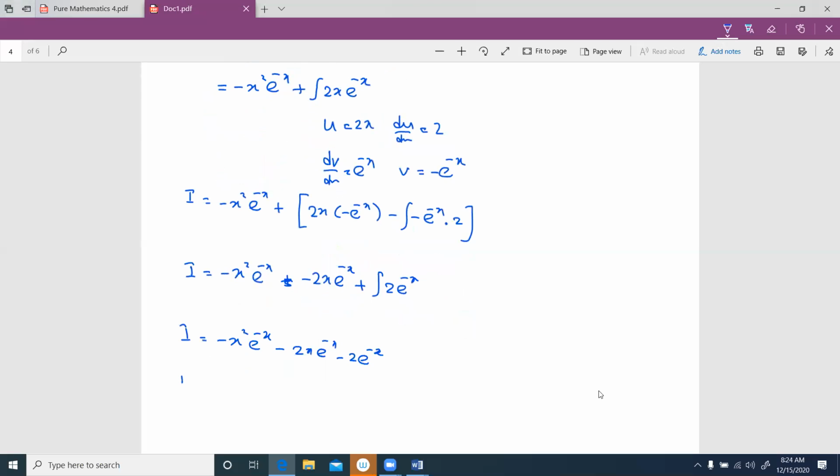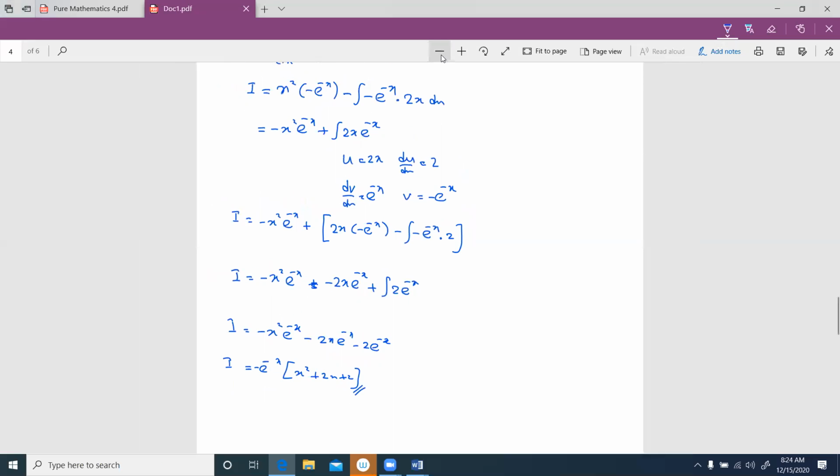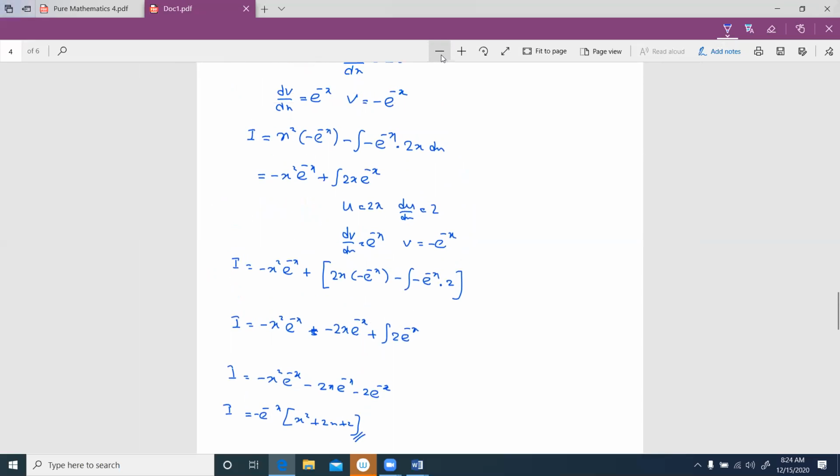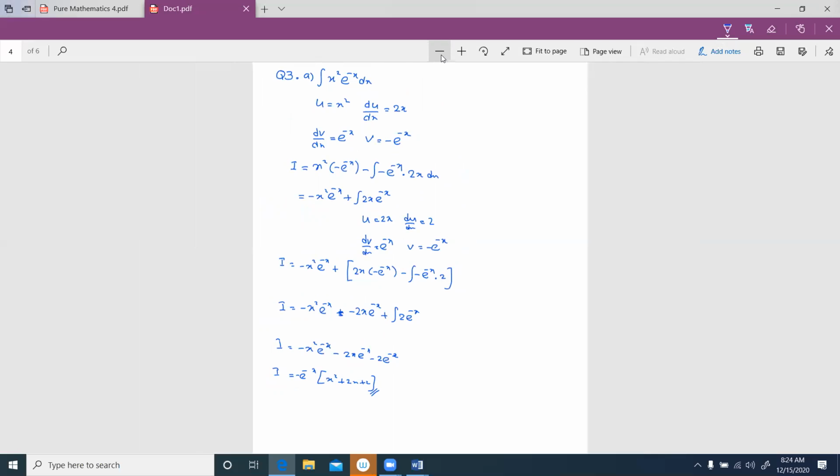If you want, you can take e to the power minus x out, and you can write it as x squared plus 2x plus 2. That's the answer you obtain for this kind of question. Right? Then yes, I just minimized this question a little bit. You can see it much more clearly. So this is the answer for that.